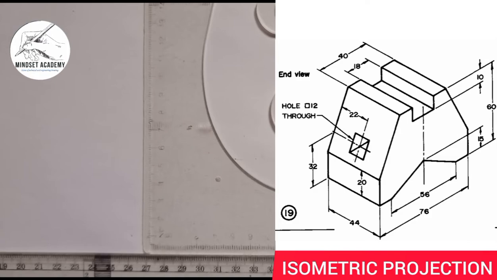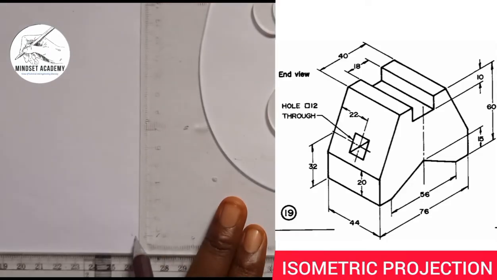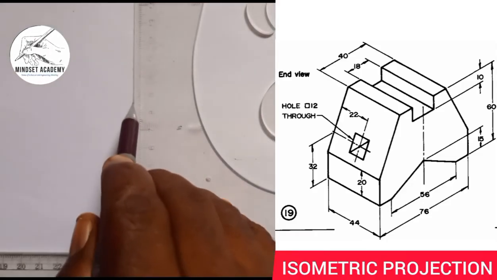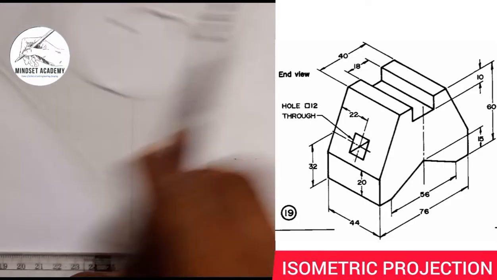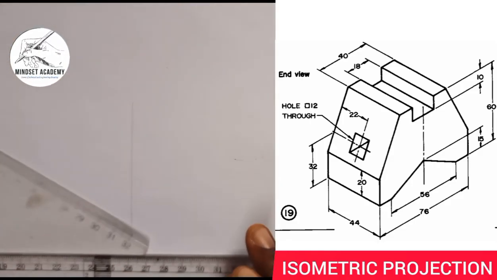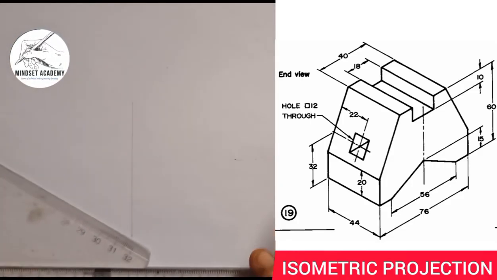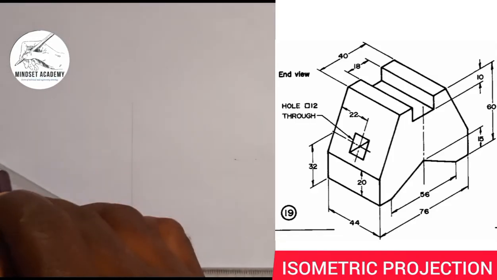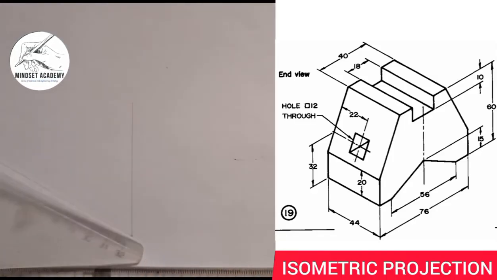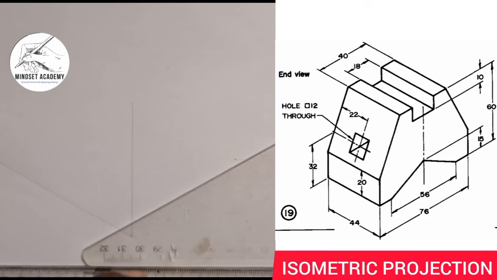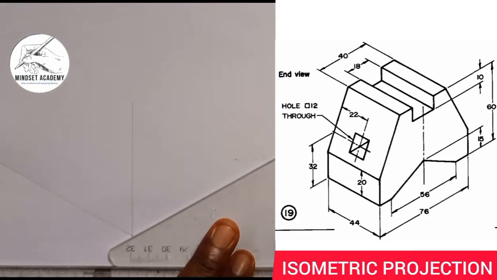We want to reproduce the figure displayed on the right-hand side of the screen in isometric projection. The first thing you do when you hear the word isometric projection is to draw your isometric axes. That is, you draw your y-axis, you draw your x-axis, and you draw the z-axis this way.